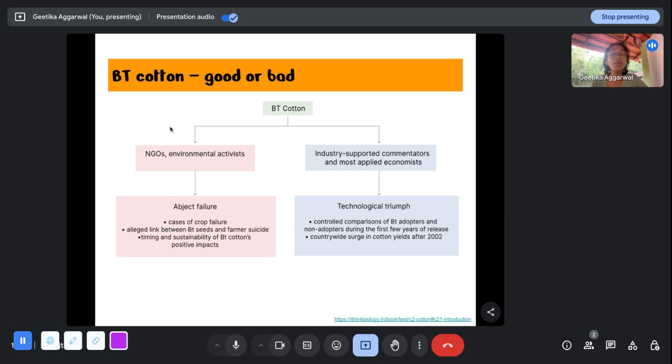One view, which comes from environmental activists and from NGOs, says that it was a failure. It was an abject failure. It led to cases of crop failure. There is a link between Bt seeds and farmer suicide, because Bt seeds are so expensive that farmers cannot afford them, which led to a lot of farmer suicide. And the timing and sustainability of Bt cotton's positive impacts actually overlaps with many other things, and that's why it's bad.